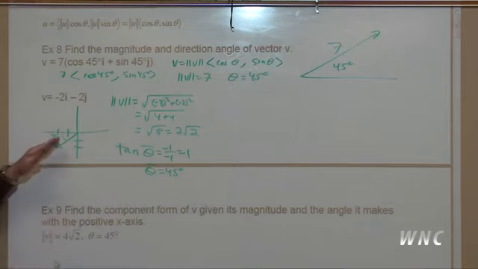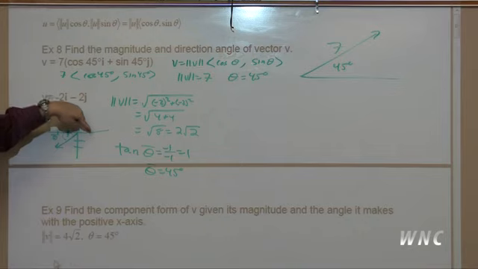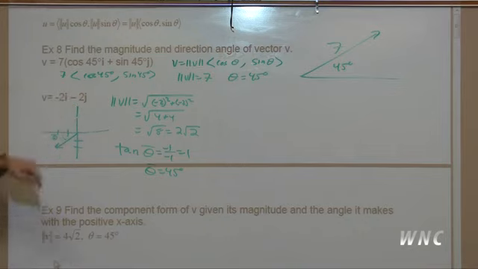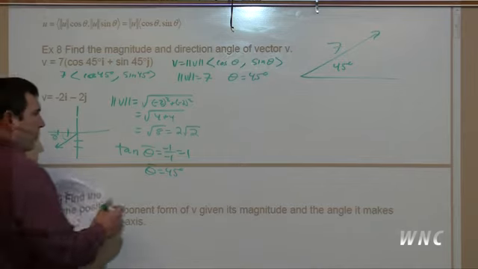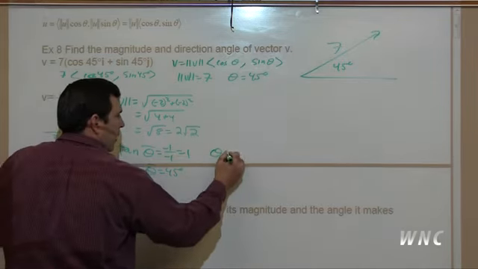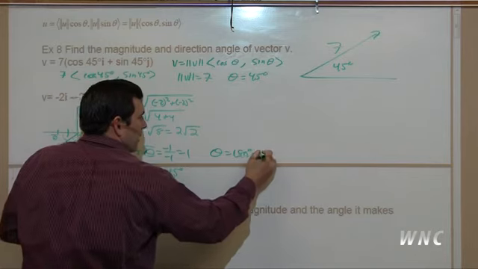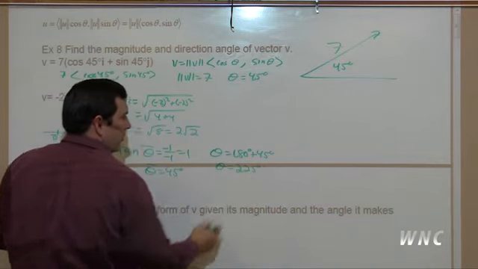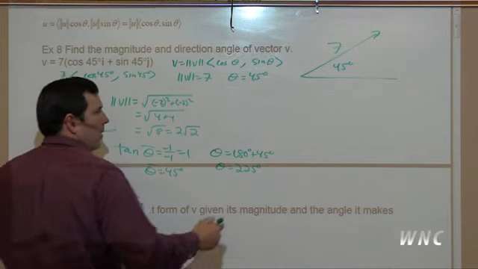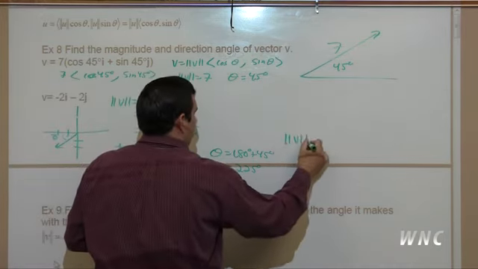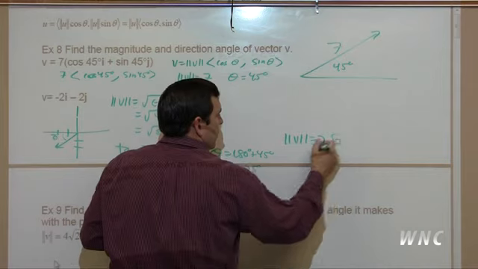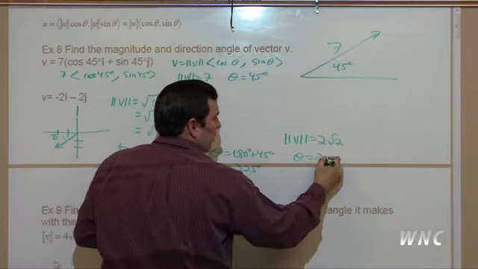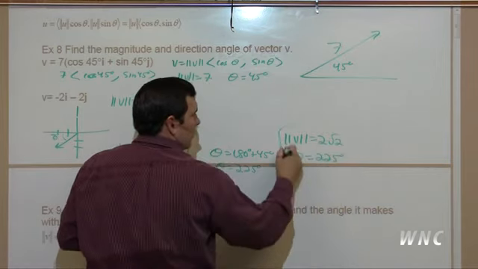But this is clearly not 45 degrees, because 45 is up here. So it's 180 degrees plus the 45 degrees. So theta would be 180 degrees plus 45 degrees, so theta would be 225 degrees. So the magnitude of v is 2 times the square root of 2, and theta would be 225 degrees.